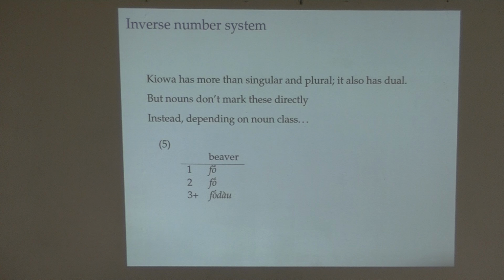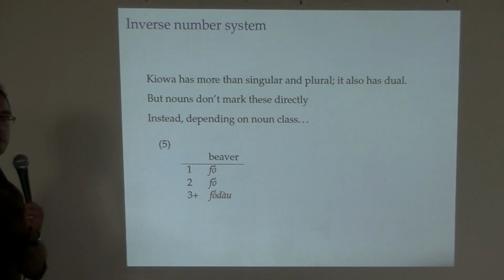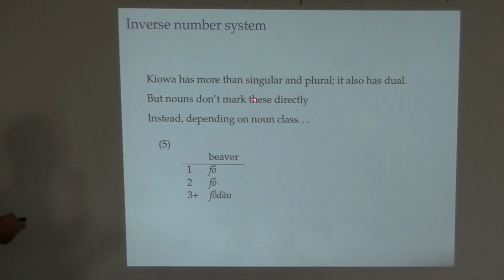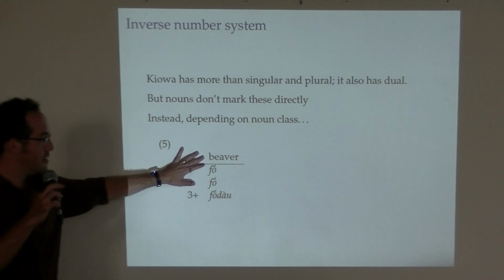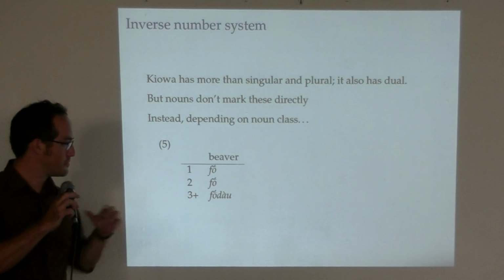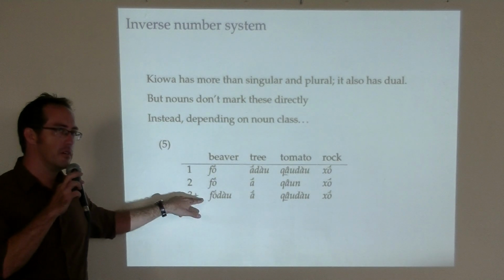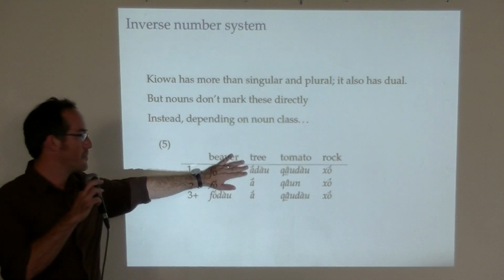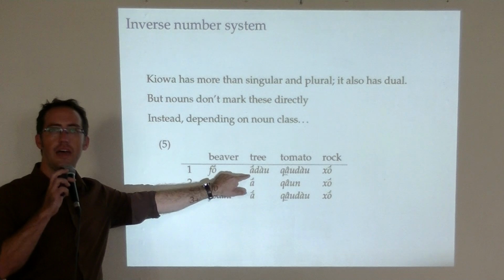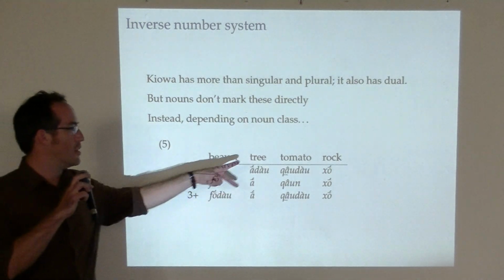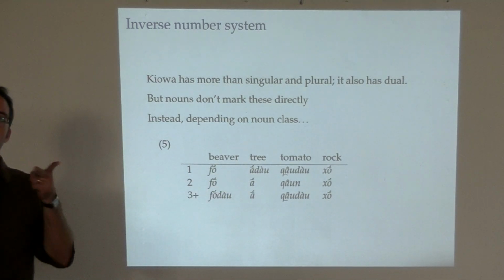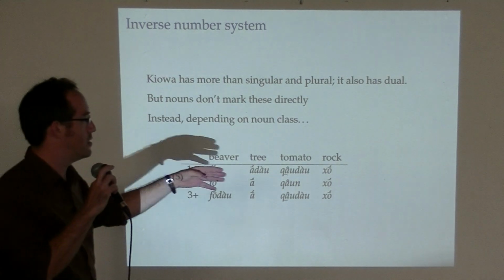Another curious thing about Kiowa, and this one has had a lot of influence on linguistics, is the inverse number system. It's hard to explain without going into the detail, but Kiowa has singular and plural, just like English, but it also has dual, so exactly two. But the nouns don't just say singular, dual, plural. Like English has cat and cats. That would be too easy. It depends on the noun. So if it's an animate being like a beaver, so you have bo doll, the doll appears on plural, 3 or more. But if it's a tree, then the same marker appears on the singular, a doll, a. If it's a tomato, then it appears on singular and plural, but not on dual. So you get all. And then if it's a rock, nothing appears at all.